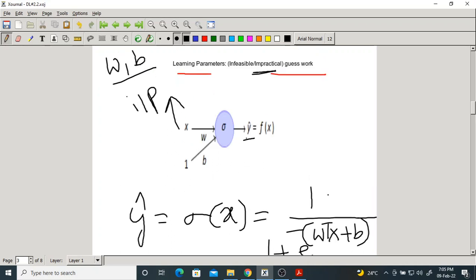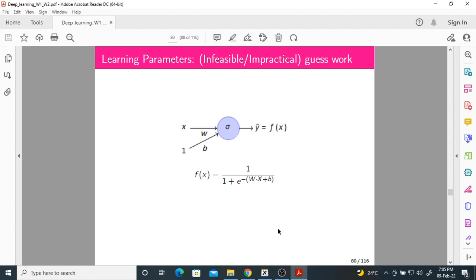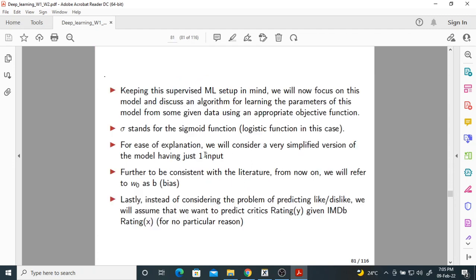Now, so one output, and not only that, sigma stands for the sigmoid function, the logistic function in this case. For ease of explanation, we consider a very simple version of the model, having one input. To be consistent with the literature, we will refer to omega naught as b, that is bias.